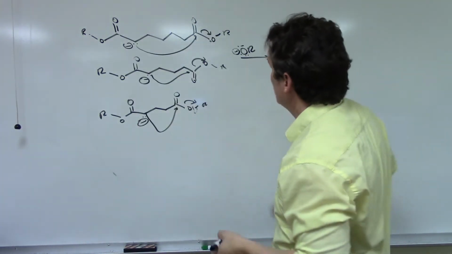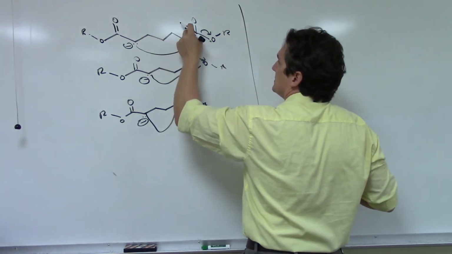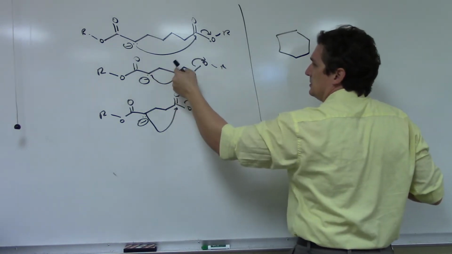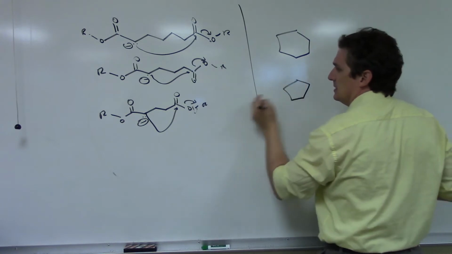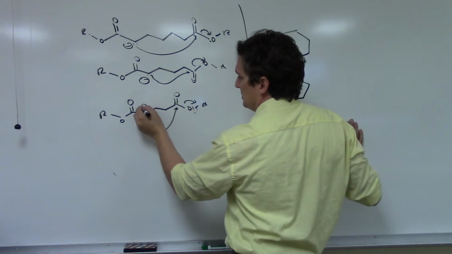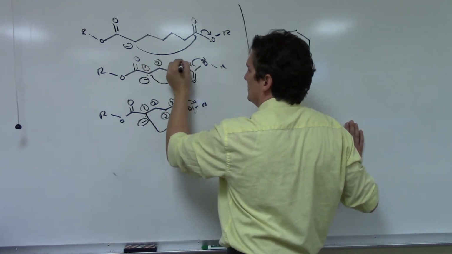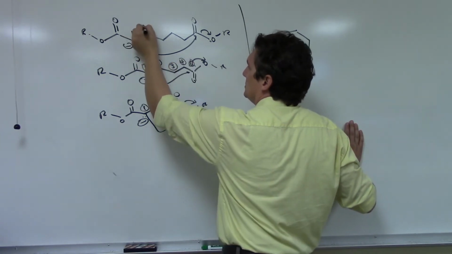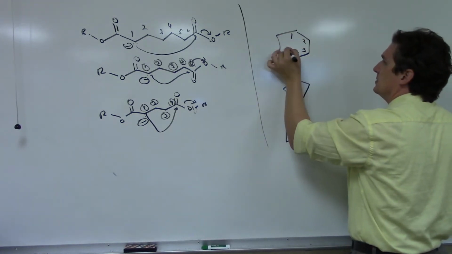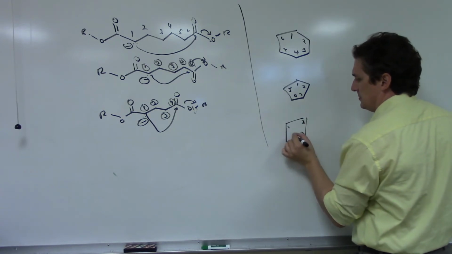And if we work out the reaction products, I'm just going to kind of write them off here to the side. This is 1, 2, 3, 4, 5, 6 carbons. 1, 2, 3, 4, 5 carbons. And 1, 2, 3, 4 carbons. And so let's number the carbons in each ring.